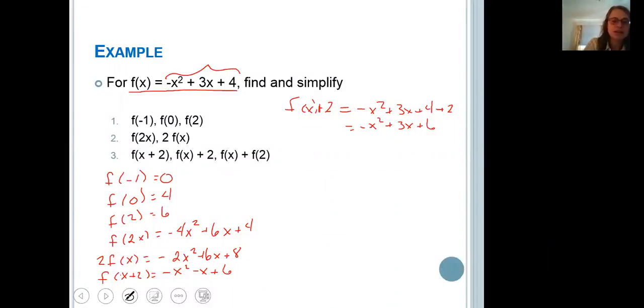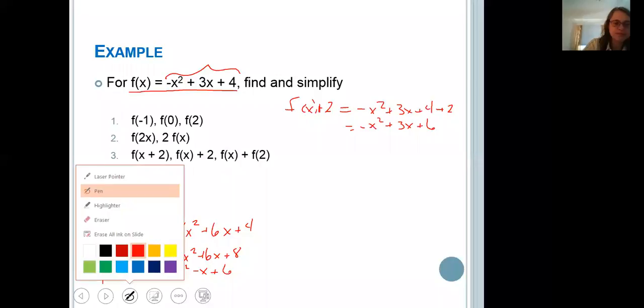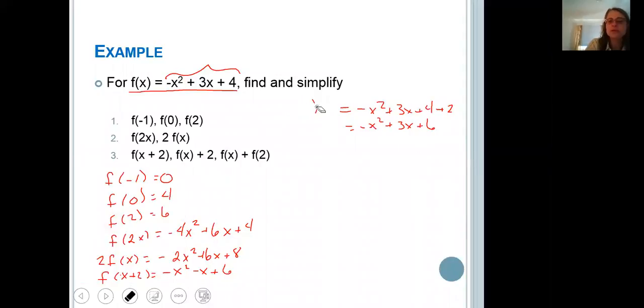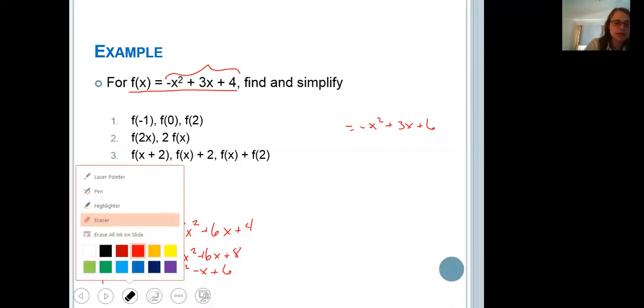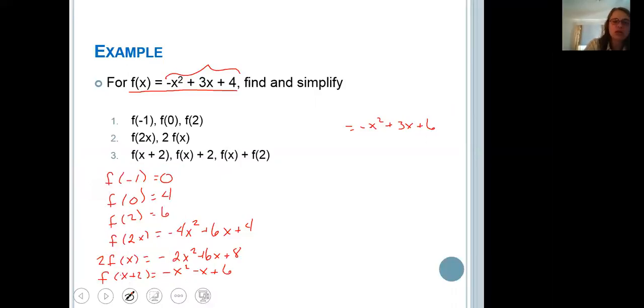All right, so I'm running out of room. I am going to put that up here. I'm going to erase this. And I'm going to come right here. And I'm going to say f of x plus 2. Sorry.